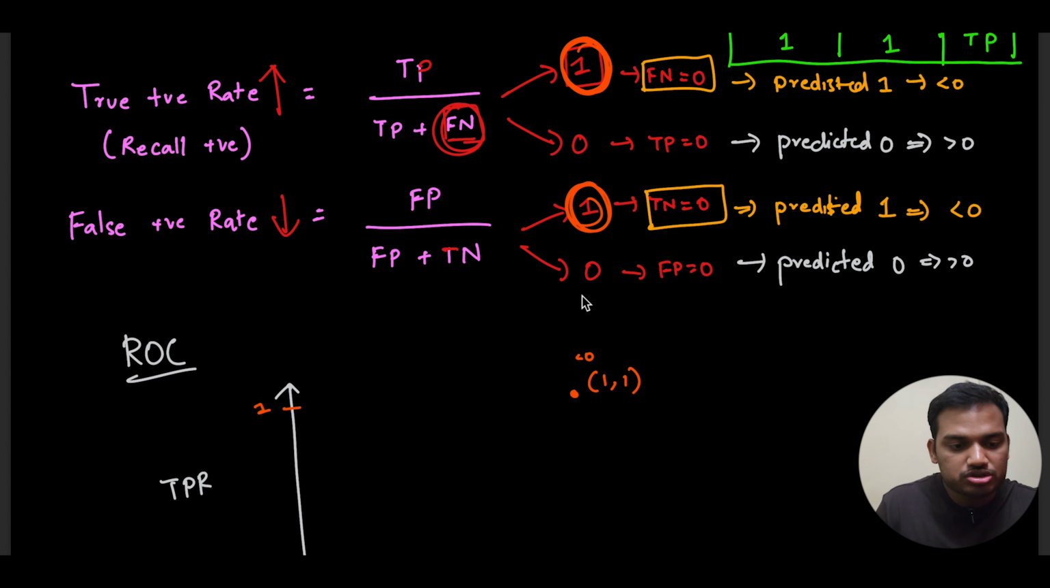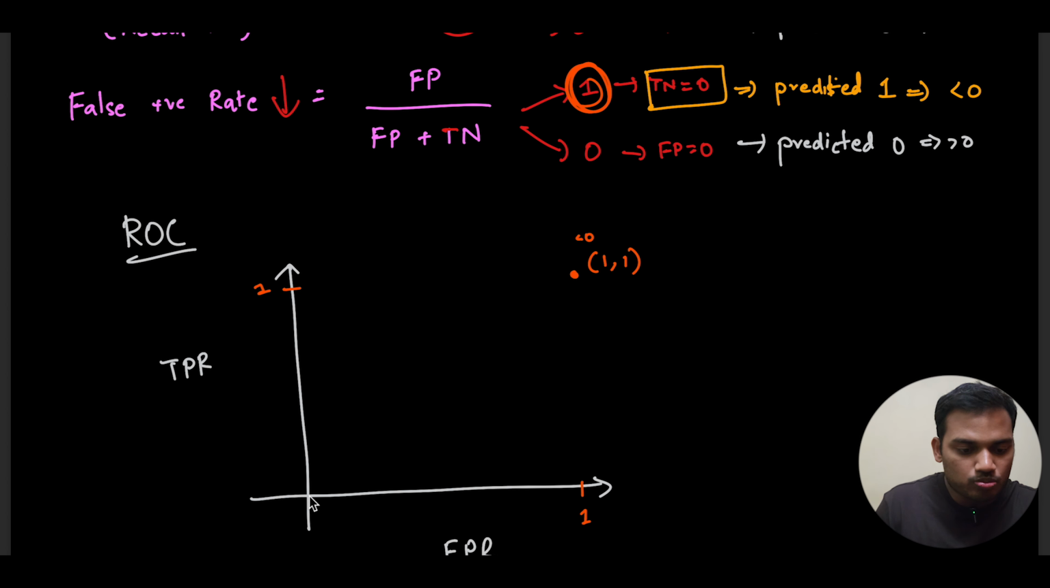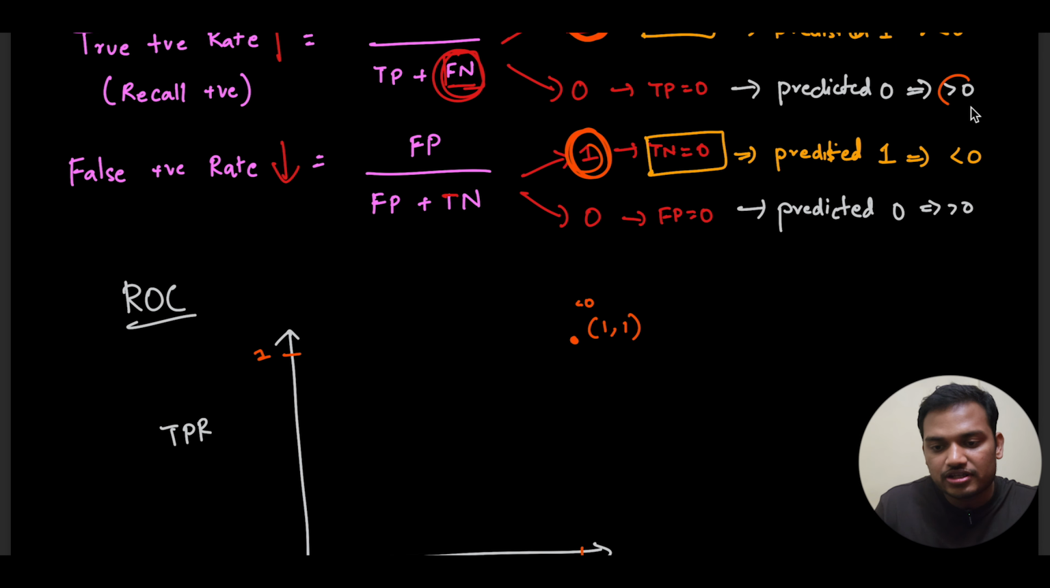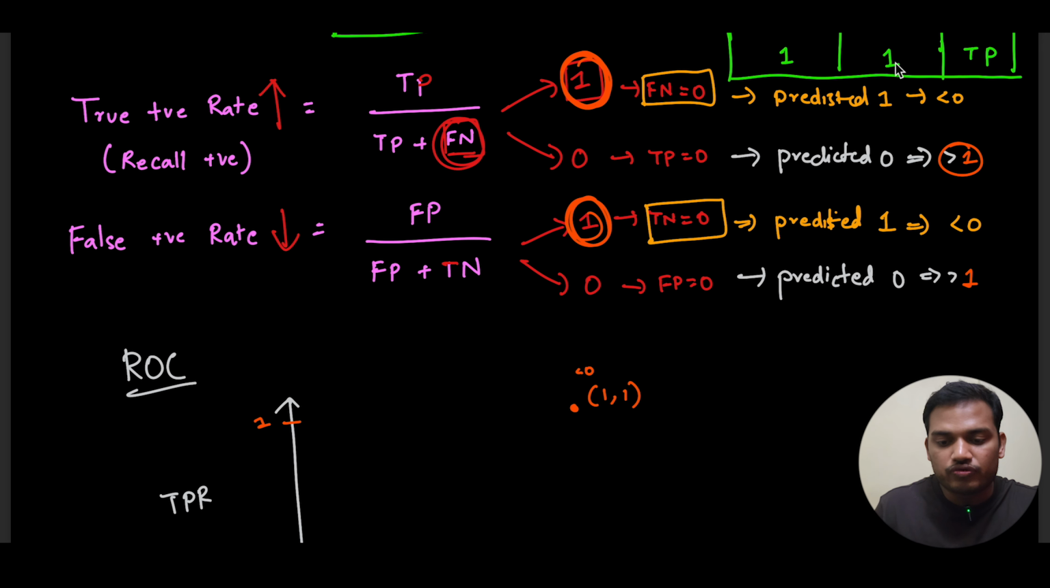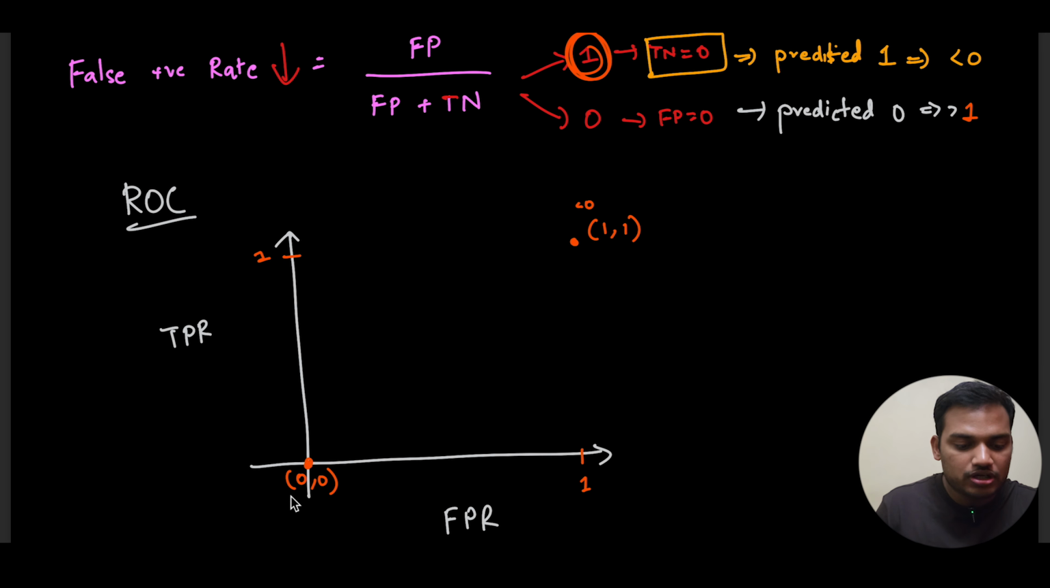And when we can have true positive rate and false positive rate both be 0, 0, that we can have when the threshold value is slightly greater than 1. Sorry, it is 1. So when the threshold value is slightly greater than 1, then my true positive rate and false positive rate both will be 0. And if my threshold value is less than 0, then my true positive rate and false positive rate both are 1. So these are two extreme cases.